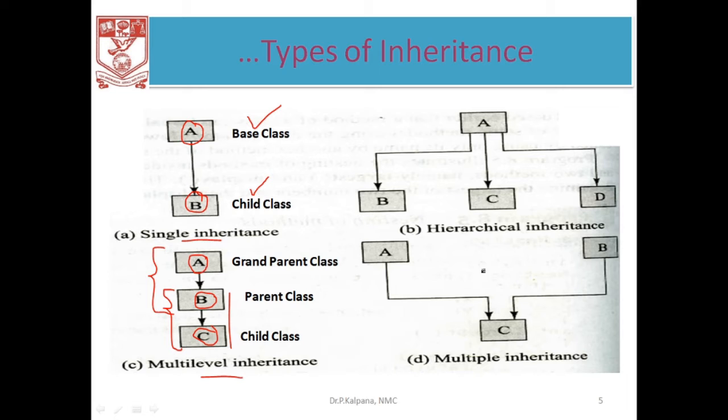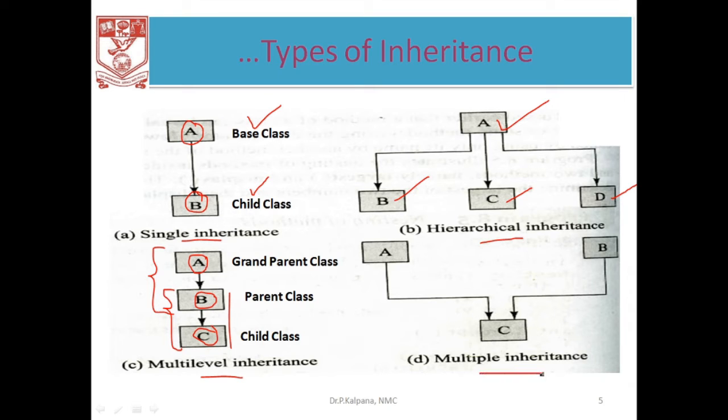The next category is hierarchical inheritance, which means there will be only one base class. From the base class, more than one child class can be inherited. So here A is a parent class. From A, I have derived B, C and D, and B, C and D are the child classes. In this case, more than one child class is possible, but only one base class. This is hierarchical inheritance.